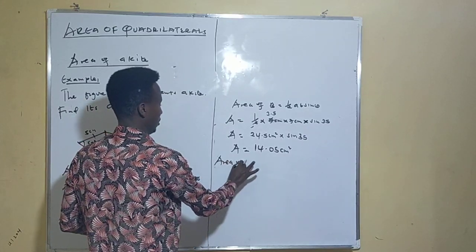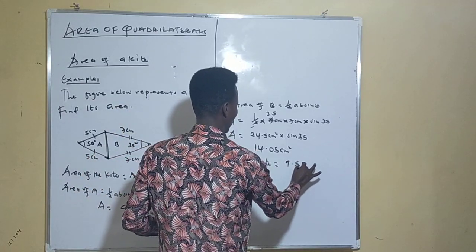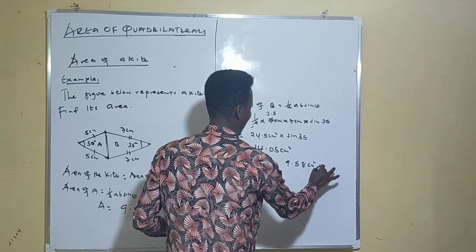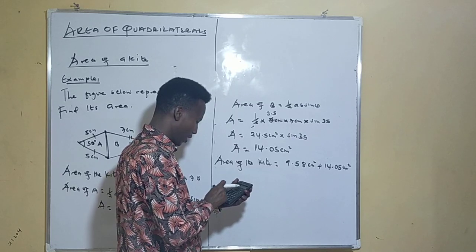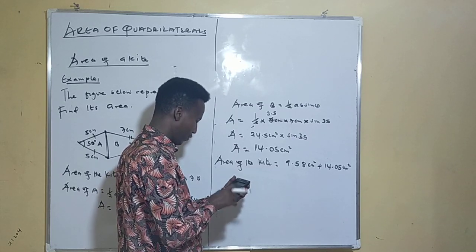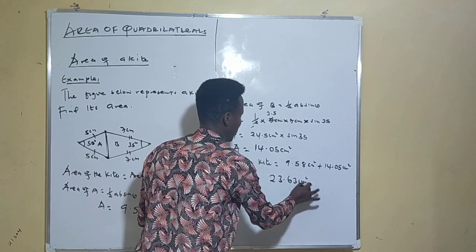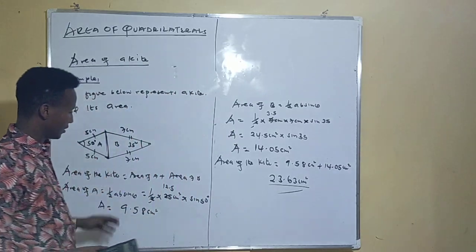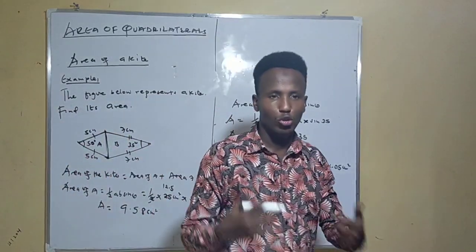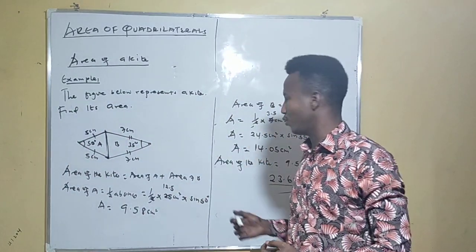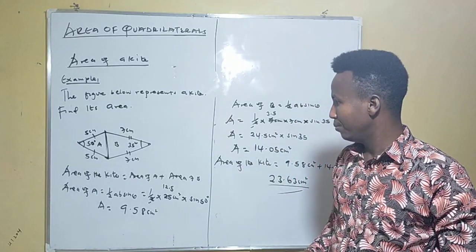Now area of the kite will be, add these two, 9.58 centimeter squared plus 14.05 centimeter squared. That will give us 23.63 centimeter squared. Just understand. Divide the kite into two triangles, then use half AB sine theta to get the area of the kite. In our next video, we are going to see, God willing, area of polygons.